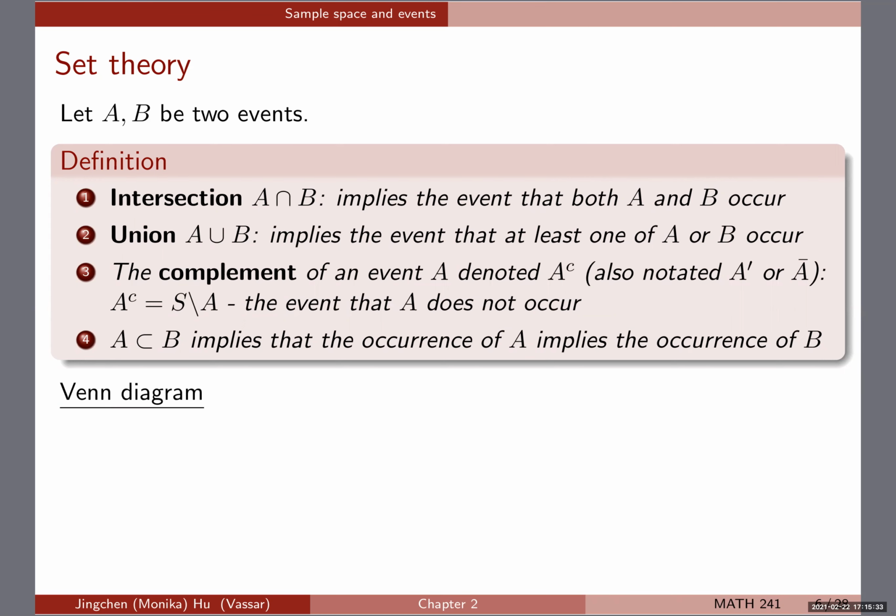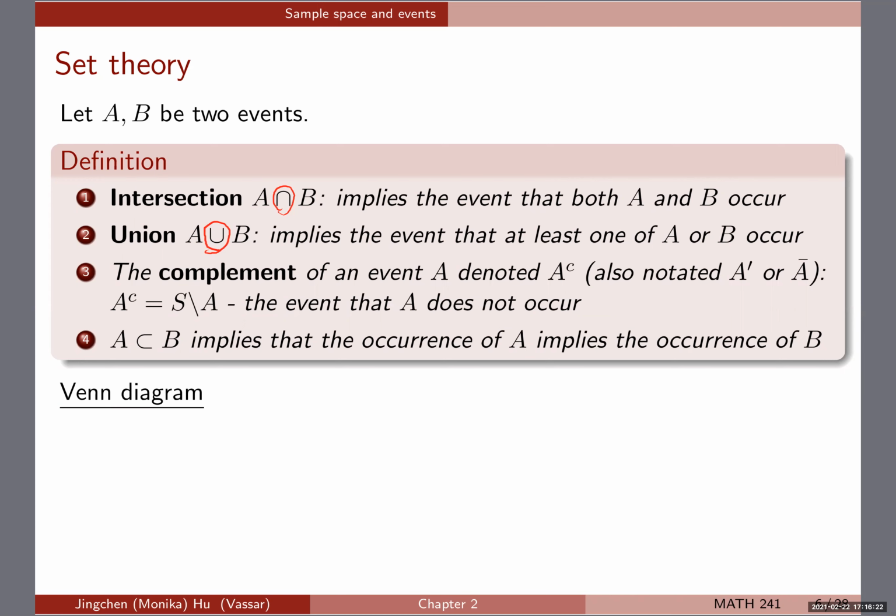The first one is that the intersection of the two events implies the event that both A and B occur. Remember, A and B themselves are both events, and the intersection is a third event, talking about the event that both A and B occur. The union, the second event defined here, we write A union B. You can read it as A union B, and the intersection as A intersect with B. A union B implies that at least one of them occurs. It could be A, it could be B, and it could be both.